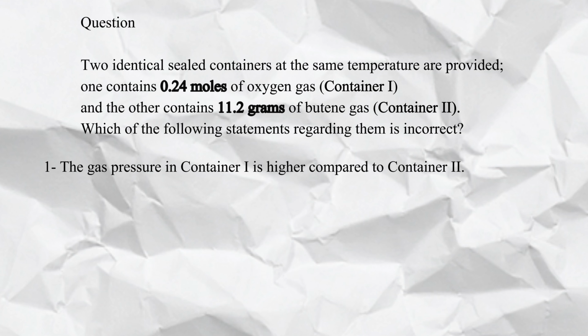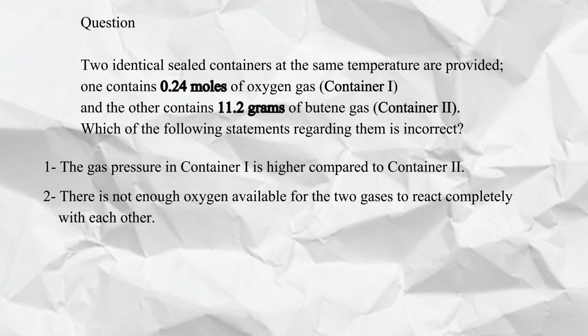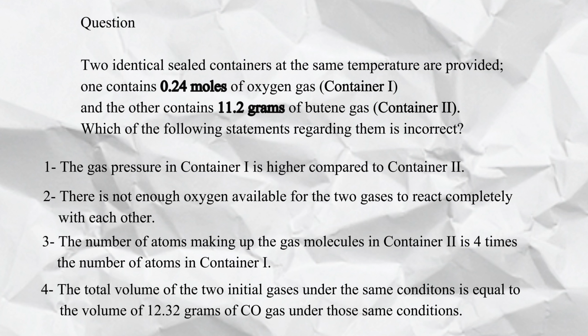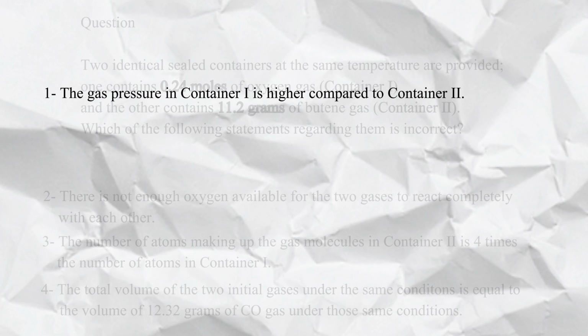1. The gas pressure in container 1 is higher compared to container 2. Number 2. There is not enough oxygen available for the two gases to react completely with each other. Number 3. The number of atoms making up the gas molecules in container 2 is 4 times the number of atoms in container 1. And the last option, the total volume of the two initial gases under the same conditions is equal to the volume of 12.32 grams of CO gas under these same conditions.